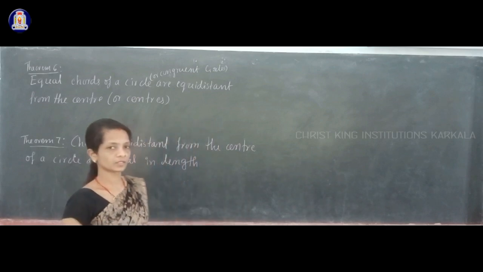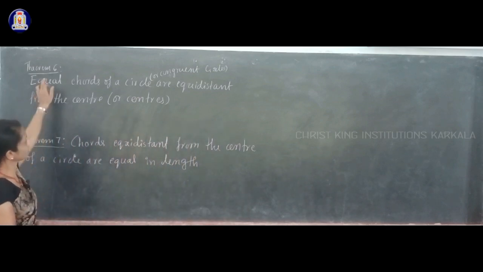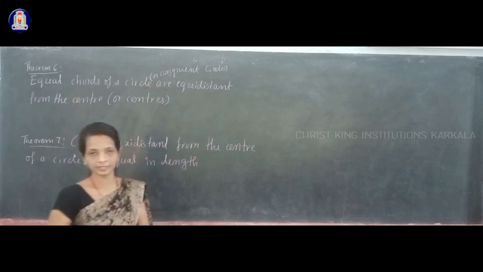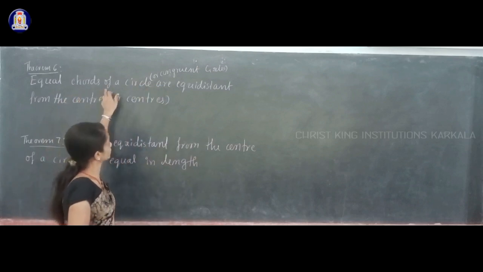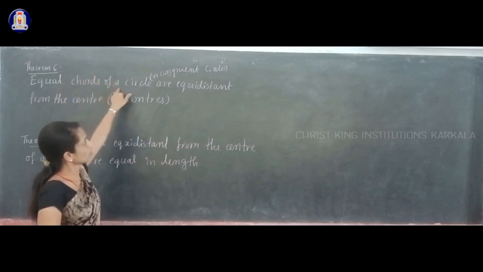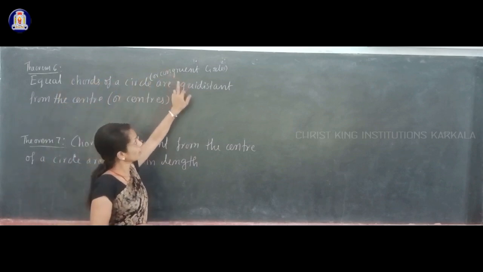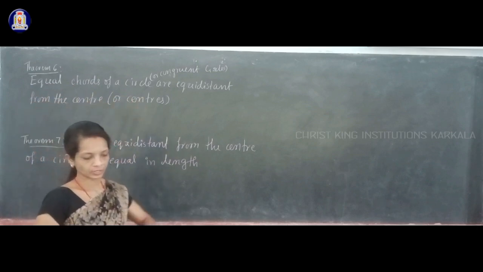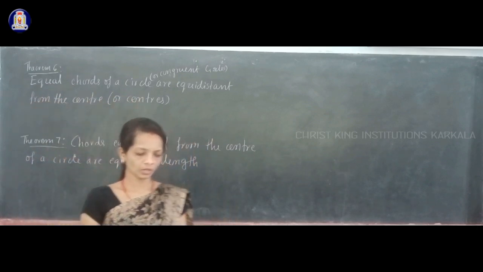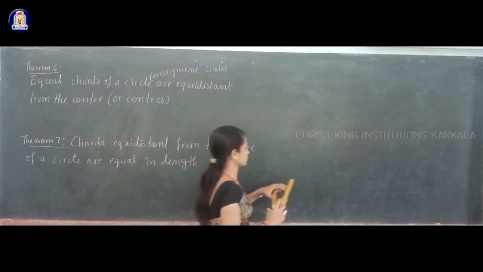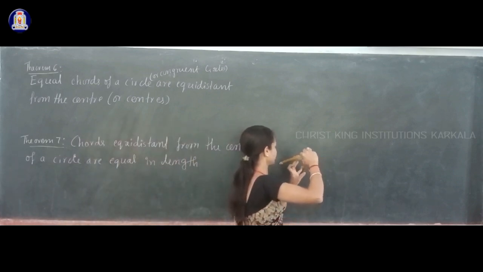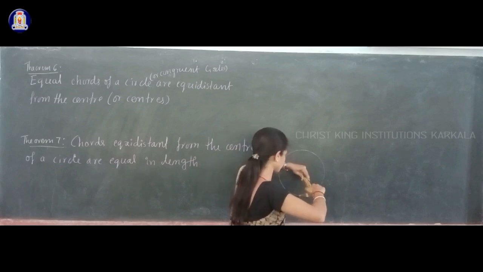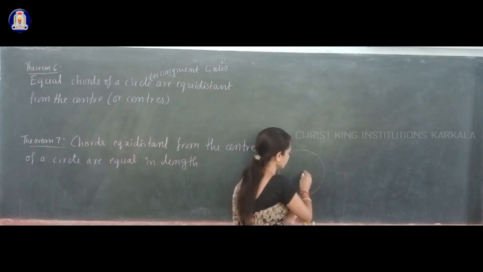Next, theorem 6 says equal chords of a circle are equidistant from the center. You have another sentence also: equal chords of congruent circles are equidistant from their centers. So suppose you take one circle and take two equal chords in it, then they are equidistant from the center of the circle.